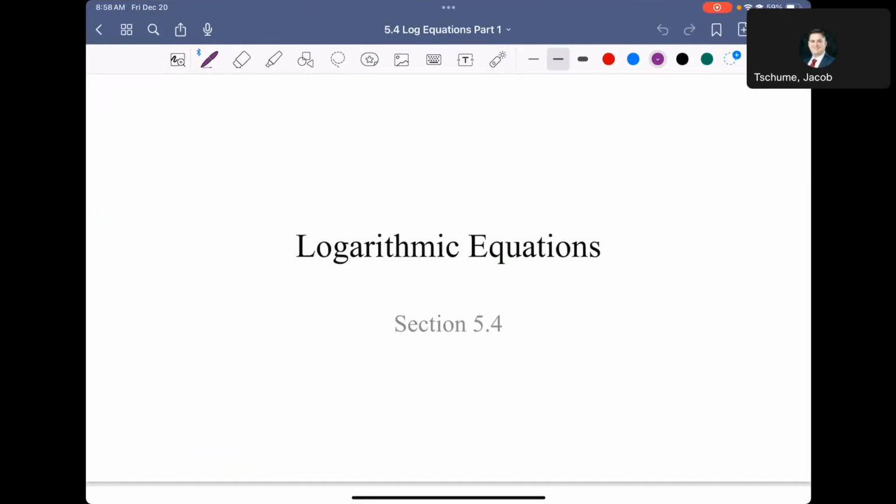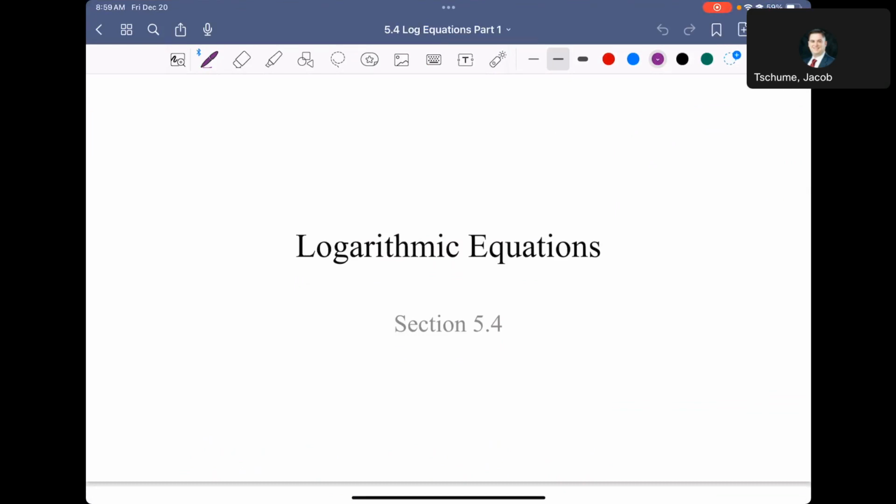All right, we are going to continue our talk about section 5.4 in this video. We are going to move into the idea of solving logarithmic equations. Now, unlike exponential equations where we've already talked about both different ways to solve them, we haven't talked about any ways to solve logarithmic equations yet. So in this video, I'm going to talk about the easier way that shows up when solving logarithmic equations.